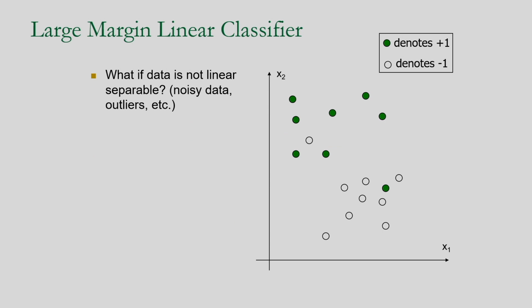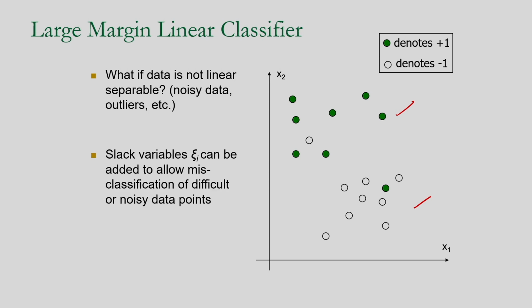And suppose the data is not linearly separable, so suppose I consider noisy data points or outliers. Again here I am showing two classes, one is the plus, the green, another one is the white, that is the minus, and I am considering the noisy data points and the outliers. So for this, what is the formulation?